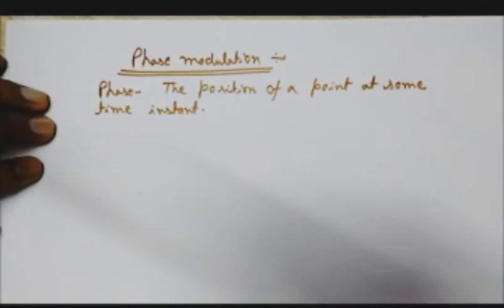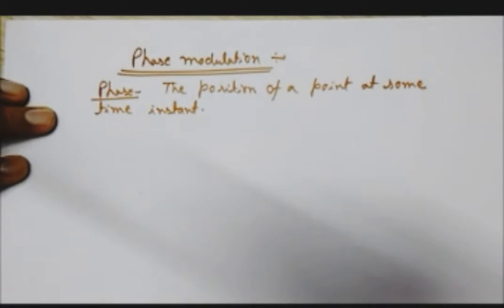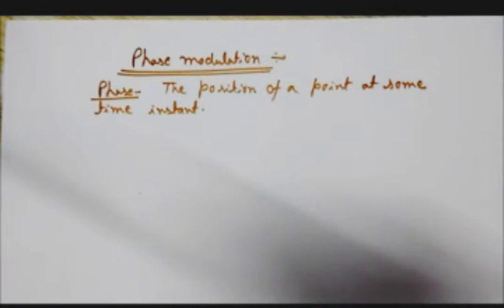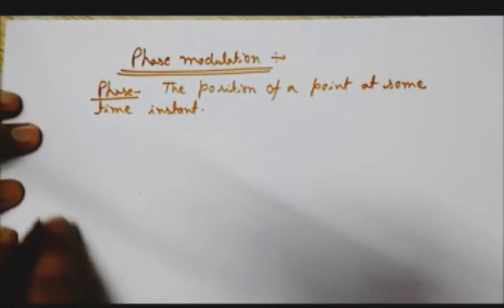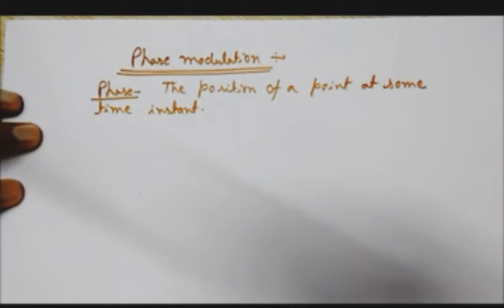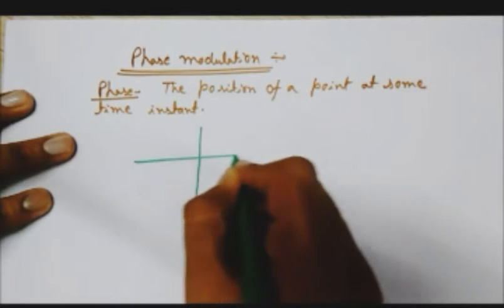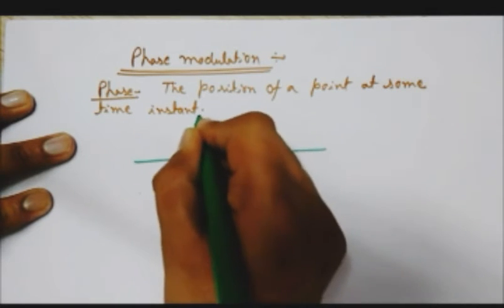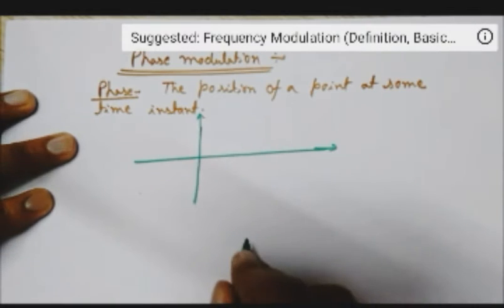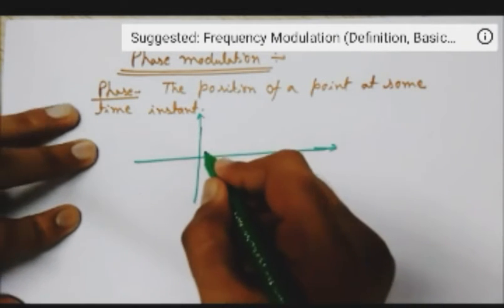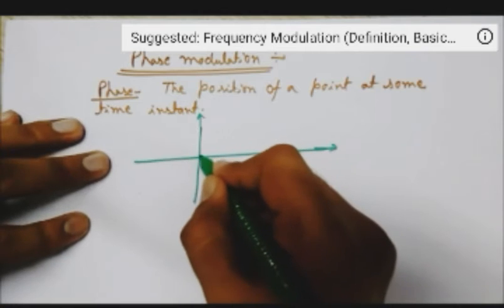Now let's understand the phase difference. A phase difference is created when a wave moves horizontally along the time axis. Let's understand it with the help of a diagram. Here I will draw two waveforms having some phase difference.